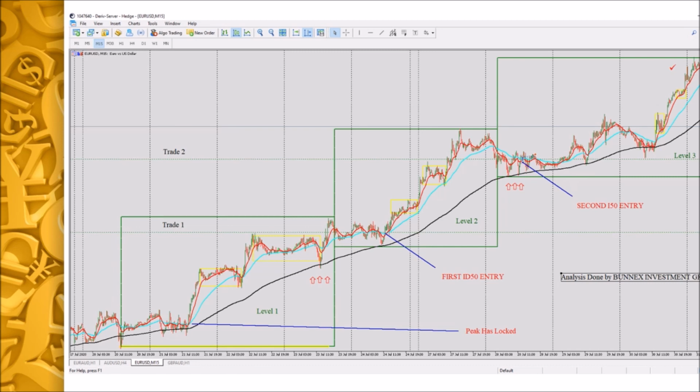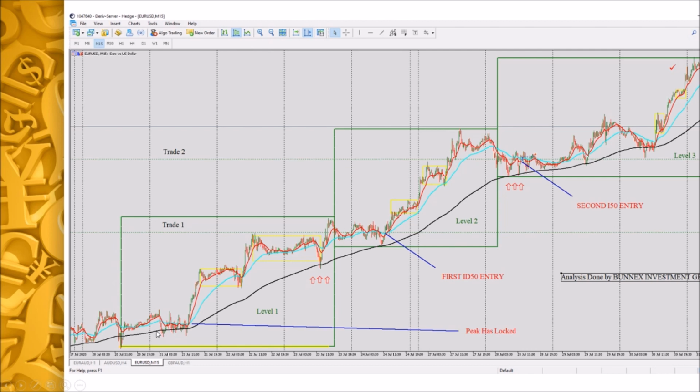So, this is a snippet of euro against the dollar. The only trades that we will be taking will be ID 50 trades. I will define all the indicators that are on this chart. The black one is the 200 EMA. The light blue one is a 50 EMA. Then the red one is a 13 EMA. So I have marked up the charts.